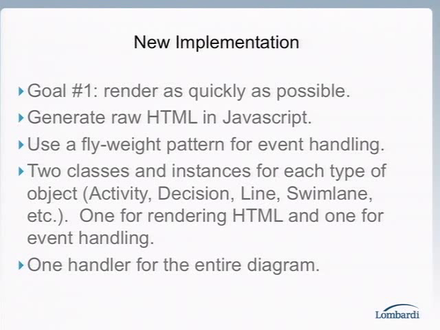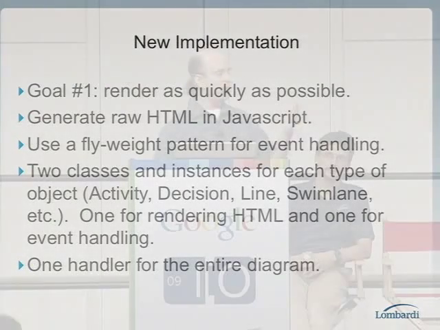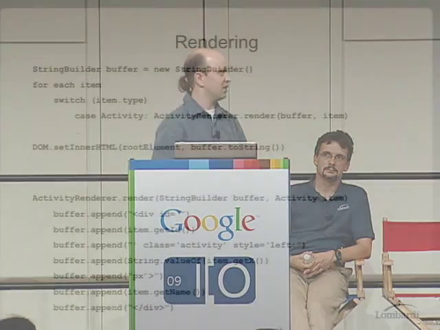In addition, instead of creating handlers and attaching handlers to all of our widgets, we're going to use flyweight handlers. We'll have one instance for every type of item instead of every widget. In our case, we have 12 different types of item. That's a fixed number. In our case, we'll have 24, so one for rendering and one for event handling. And then instead of attaching handlers to every one of our widgets, we're going to attach a handler at one location on the diagram. And let's go through these in a little more detail.